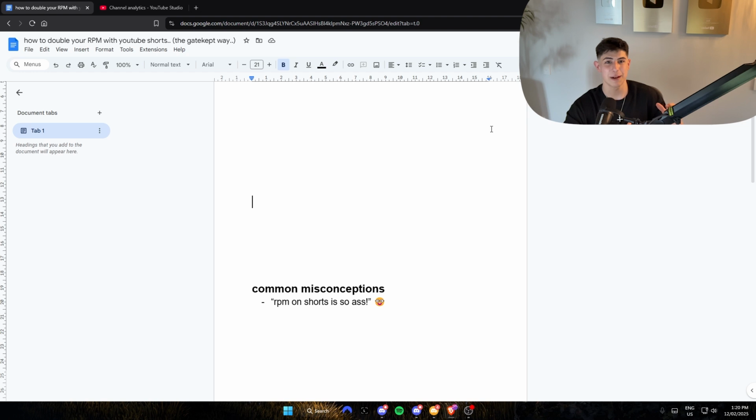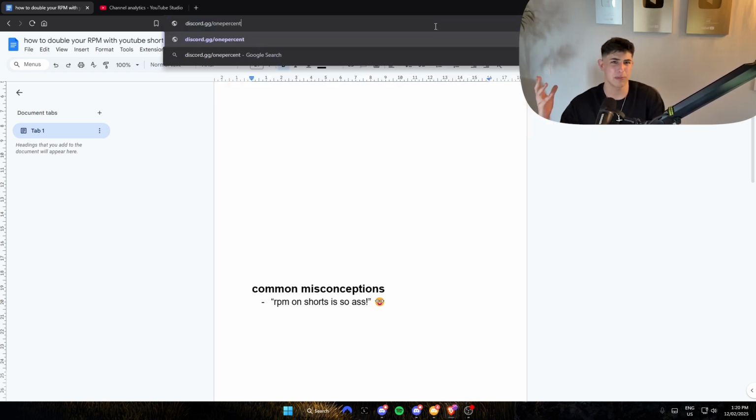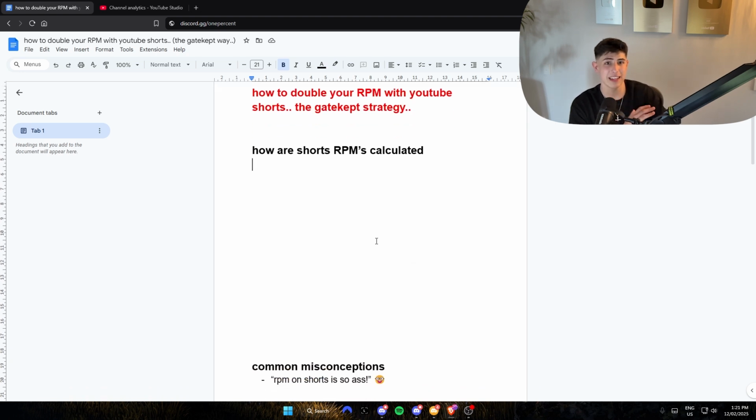Now, a common misconception I see a lot, even in my Discord server, it's discord.gg/1%, where we go into depth on Shorts RPMs, absolutely everything, is people saying RPM on Shorts is so bad. It's really weird, and I don't know where this stems from. I think it might stem from the Shorts RPM being bad back in the day with the Shorts bonus. Back then, the Shorts RPM, which is essentially how much you're paid per 1,000 views on Shorts, was about 5 cents. It was not very good. Nowadays, the RPM on Shorts can be upwards of 25 cents per 1,000 views. Now, how do I attain an RPM like that?